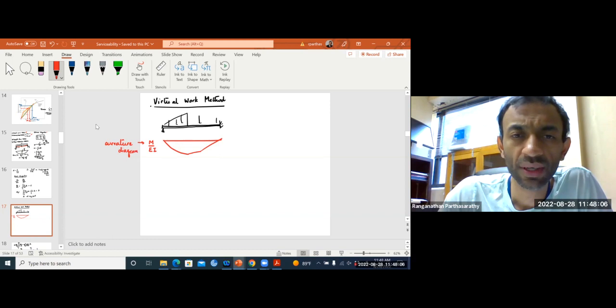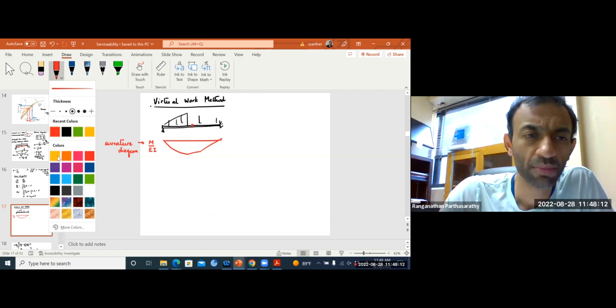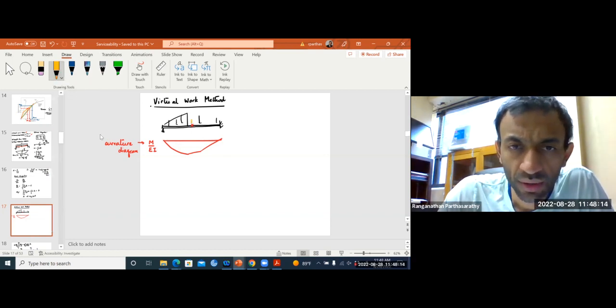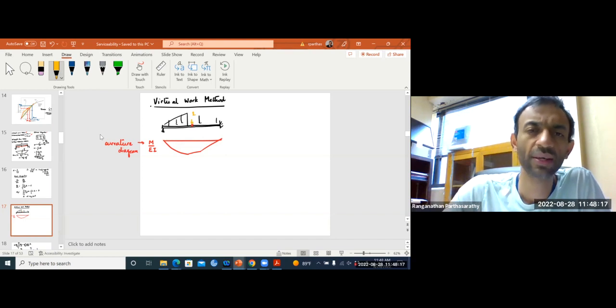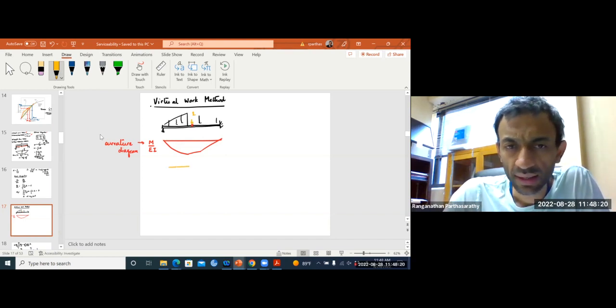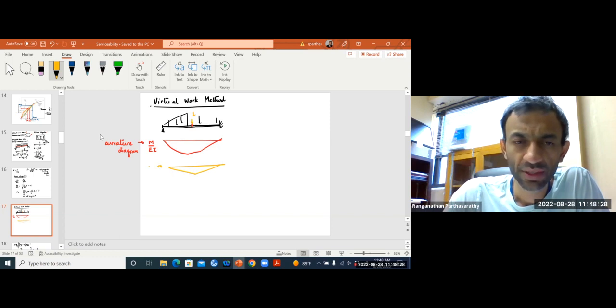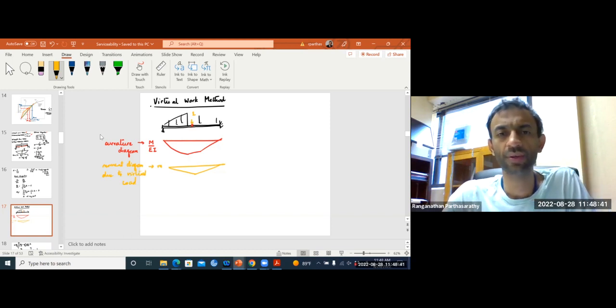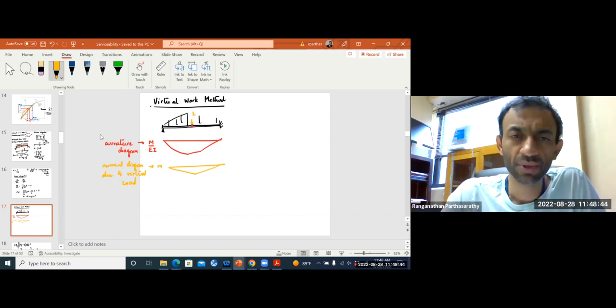Now, let's say I want deflection at some point. Then what we will do is we will apply a virtual load, which is a load of 1 at that point. And then this is your small m. This is the moment diagram due to virtual load, okay? This is the moment diagram due to virtual load.